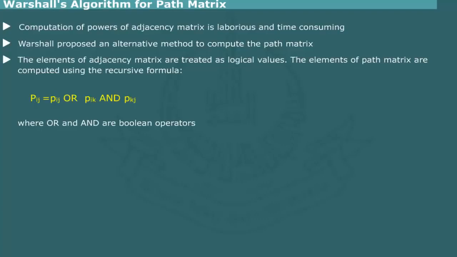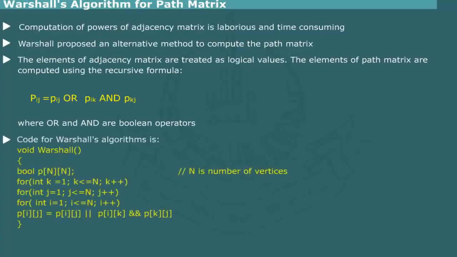Pij denotes an element in the ith row and jth column of the path matrix. The operators OR and AND are the logical operators. Figure lists the code for the Warshall's algorithm. It is assumed that the path matrix initially contains logical values which correspond to the entries in the adjacency matrix. Remember, the characters ampersand and bar represent Boolean AND and OR operations respectively in C++.